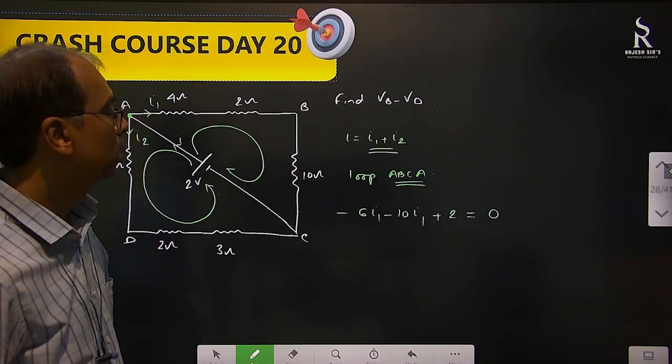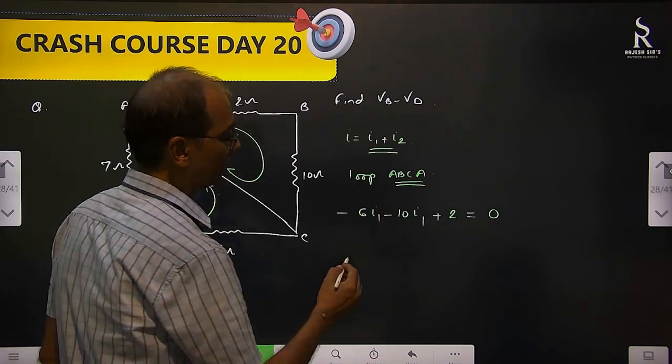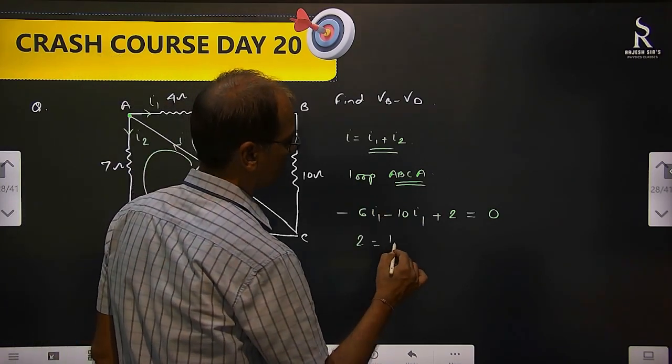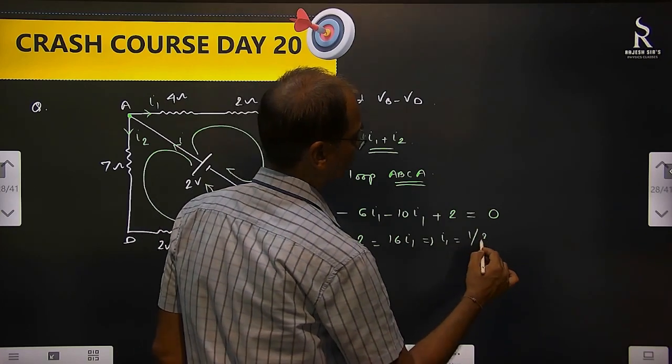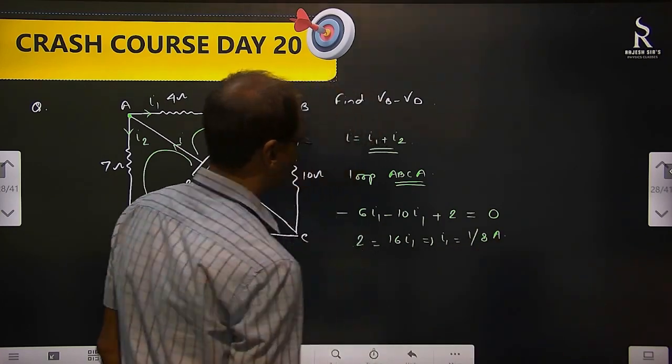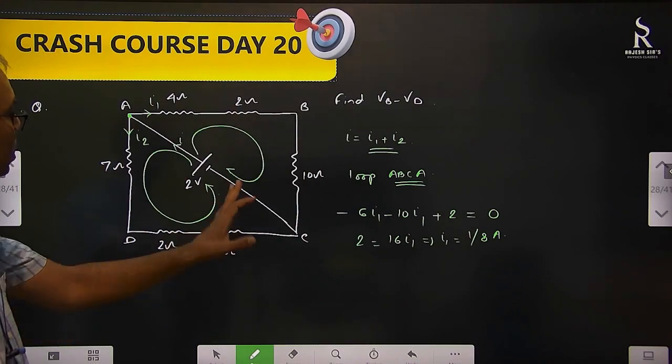So what are we getting? We get the current value. 2 equals 16 I1, so I1 equals 1 by 8 ampere. Same way here, ADCA.